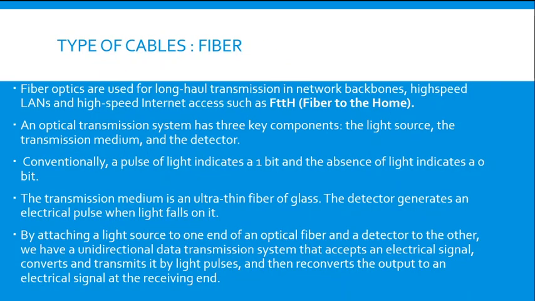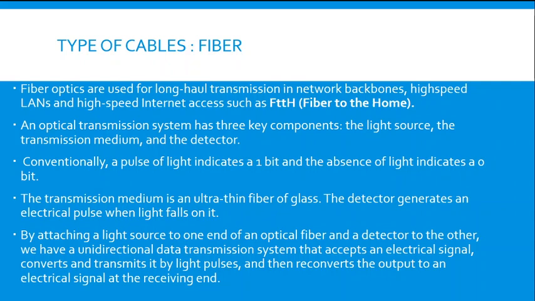So we have fiber optics. This is really fast, and it is the modern one which we use mainly in modern cities. They are used for long haul transmission in network backbones, high speed LANs, local area networks, and high speed internet access such as FTTH, fiber to the home. An optical transmission system has three key components: the light source, the transmission medium, and the detector. Conventionally, a pulse of light indicates a 1 bit, and the absence of light indicates a 0 bit.